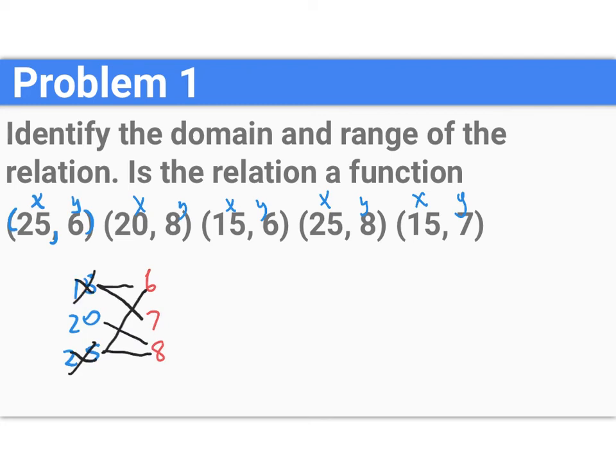25 and 15 do not make this a function. This relation is not a function, because 15 and 25 go to two different numbers. Now, a range can have all of the numbers included. That would work, but one domain cannot go to more than one range. One number on the left cannot go to more than one number on the right.